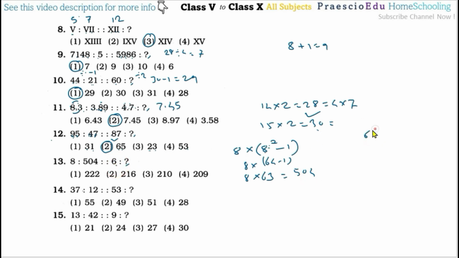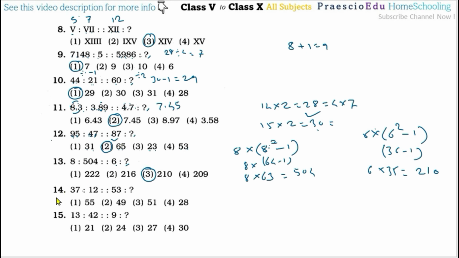Now 6 multiplied by 6 squared minus 1. So 6 squared is 36 minus 1. So it is 35, and then multiply by this 6. So it's 210. 210 is option number 3, the correct one.